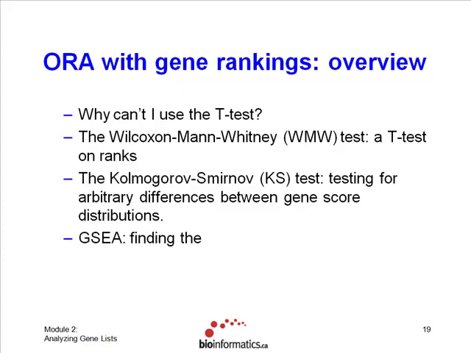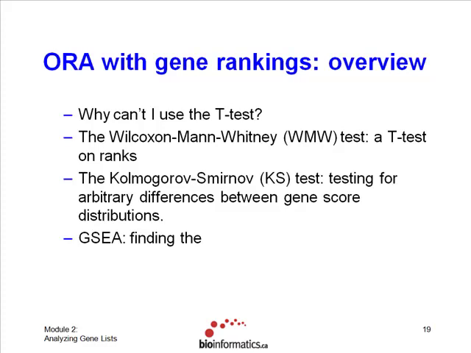For the Wilcoxon-Mann-Whitney test, it's kind of a complicated looking test, but the thing that you really just need to remember is that it is a t-test on ranks. If you take all of your gene scores, and instead of the gene score, you replace the score with rank, and then do a t-test, the answer you get is very similar to the Wilcoxon-Mann-Whitney test, as long as you have a large enough positive and negative set.